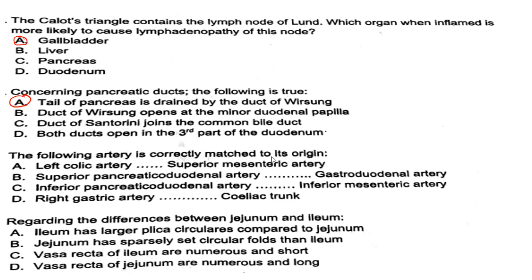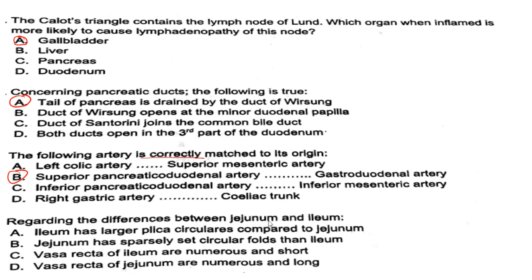The following artery is correctly matched to its origin. A. Left colic artery, superior mesenteric artery. B. Superior pancreaticoduodenal artery, and then it's linked with gastroduodenal artery. C. Inferior pancreaticoduodenal artery, inferior mesenteric artery. D. Right gastric artery, colic trunk. So the answer here, which is correctly matched, is just the superior pancreaticoduodenal artery, which originates from the gastroduodenal artery.